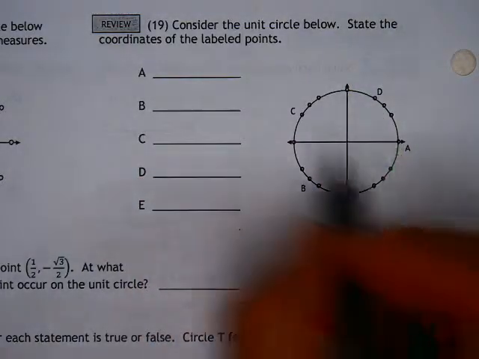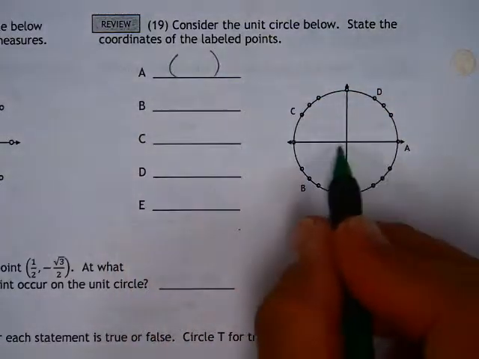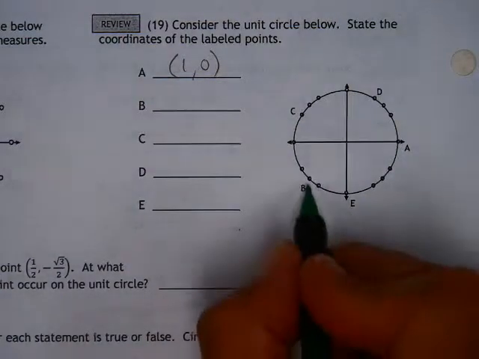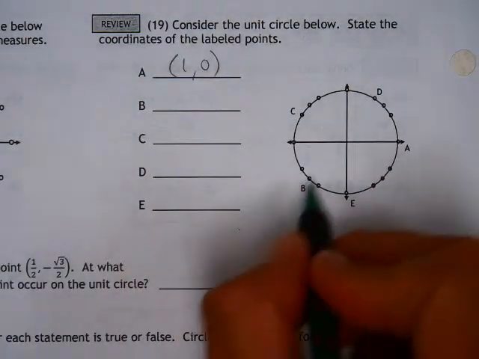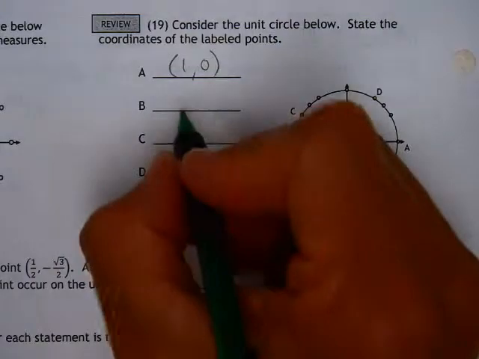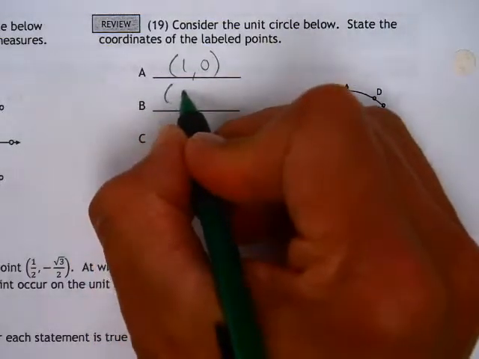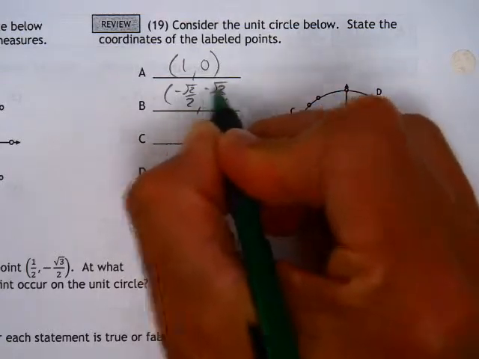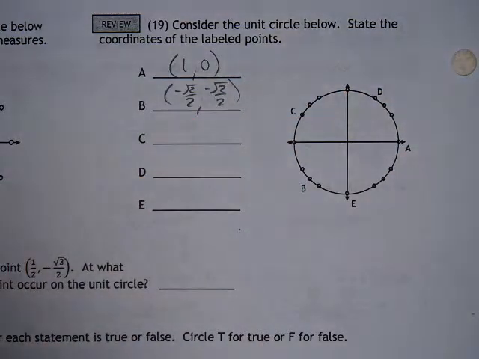Coordinates, so never mind. The coordinates are the x and the y values. Okay, we're going over 1 and up 0, so it's a 1, 0. B is over here. This is back and down. And because it's a 45-degree angle in the third quadrant, these values are going to be the same, root 2 over 2 and root 2 over 2. The fact that it's in the third quadrant means they're both negative.